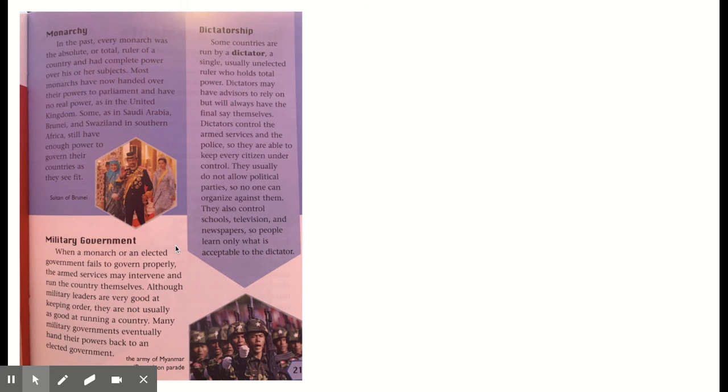And then down here, we have the military government. When a monarch or an elected government fails to govern properly, the armed services may intervene and run the country themselves. Although military leaders are very good at keeping order, they are not usually as good at running a country. Many military governments eventually hand their powers back to an elected government. And down there you can see the Army of Myanmar on parade. And in parentheses it says Burma, because that's the name it used to be called.